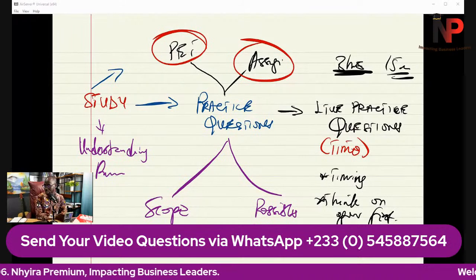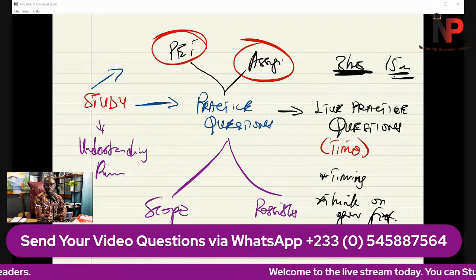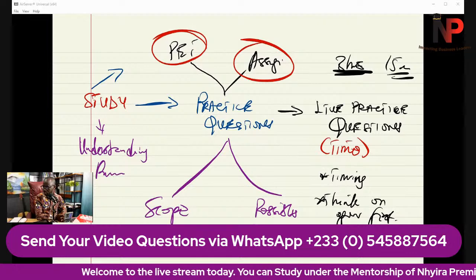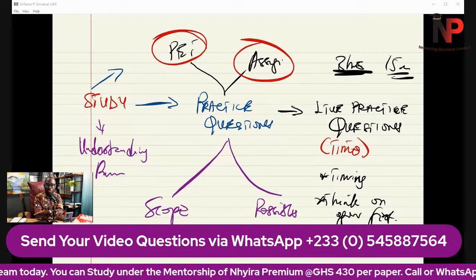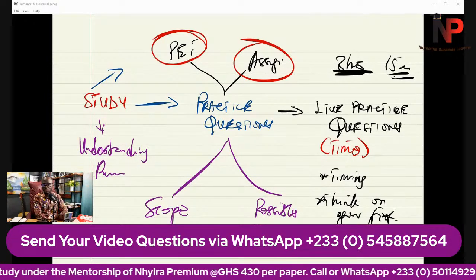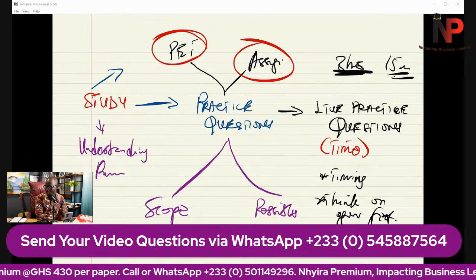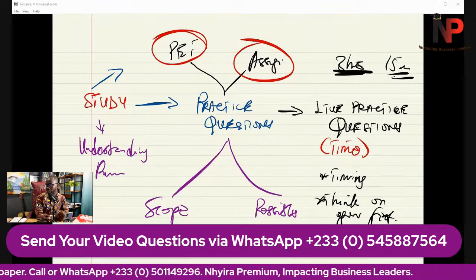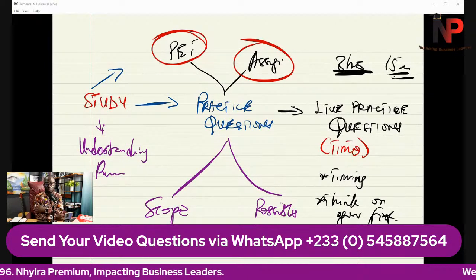Please attend lectures. Don't be a lonely wolf. Don't be, oh, I'm a shark. Spend some money and attend lectures, okay? Whatever be the case, if you cannot join us and study under my mentorship, there are a lot of tuition providers available. At least be part of a community. It helps a lot. So attend lectures, study, practice a lot of questions, and also practice questions on time, and you will definitely become successful.